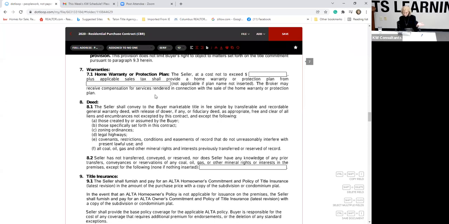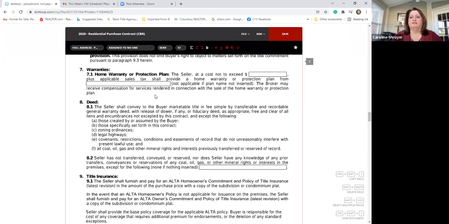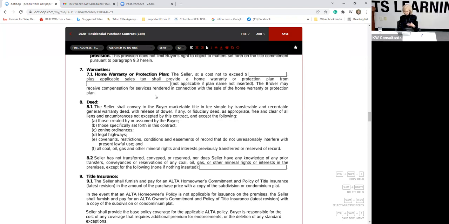Okay, we talked about home warranty. Just know your warranties, and you might want to provide a couple to your buyer and ask which one they would rather have. The buyer will care, and it's kind of nice to give them a choice.